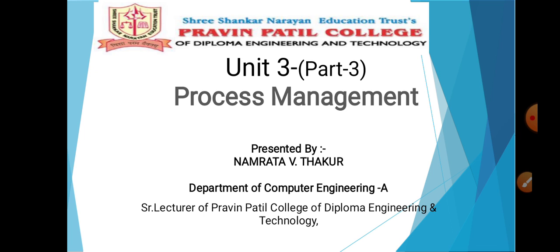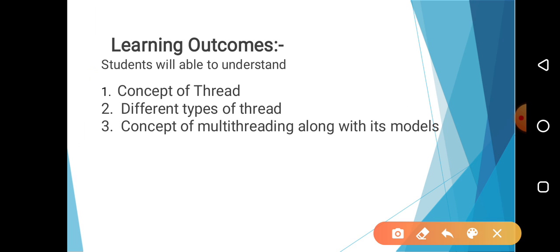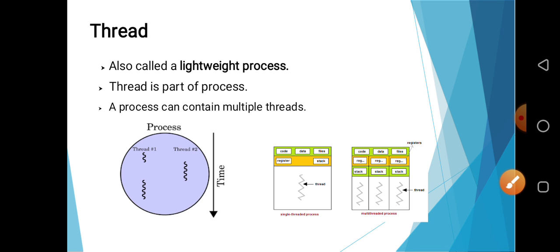Today we are going to learn the third part of the third chapter, Process Management. I have already uploaded part 1 and part 2 videos of the same. Kindly go through them to revise your concepts about process management. From this video, the student will be able to understand what is meant by thread, different types of threads, along with the concept of multi-threading and its different models. So let's start all the things in detail.